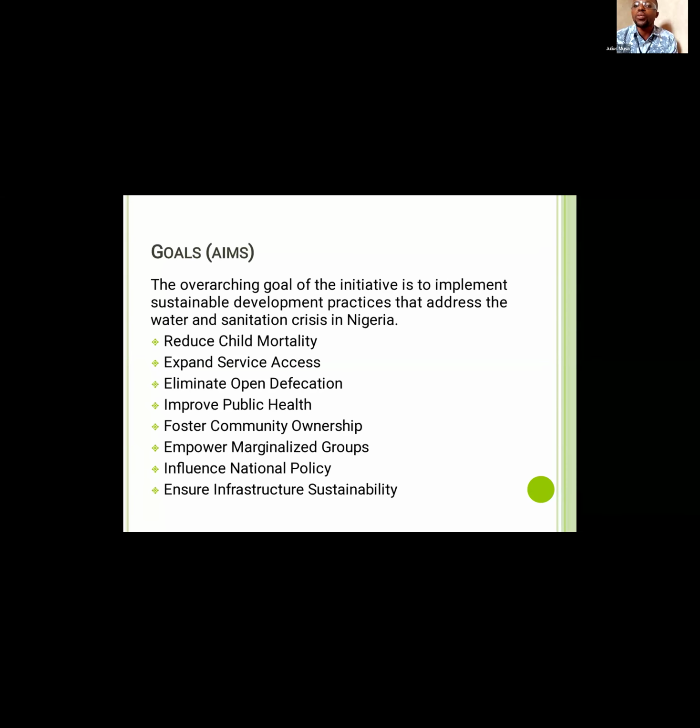And we're looking to expand service access, that is, giving people the ability to access water resources in the right quantity and quality, as I earlier stated in the definition of this initiative. The goal of the initiative is to make sure that water is available in the right quantity and quality for the masses. Then to eliminate open defecation. Of course, we know open defecation is a problem in Nigeria. It is not to be sidelined.